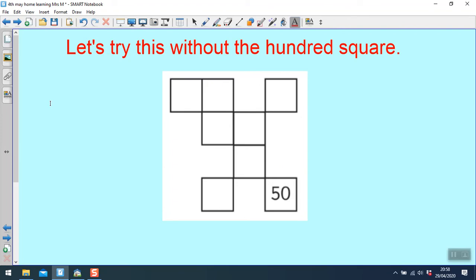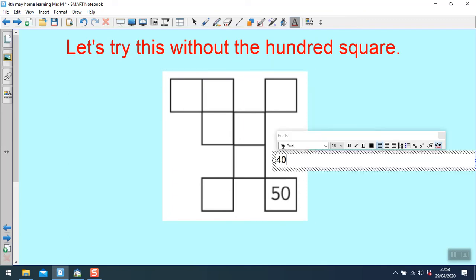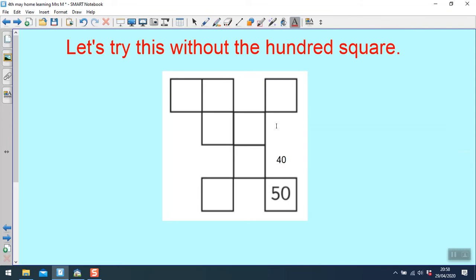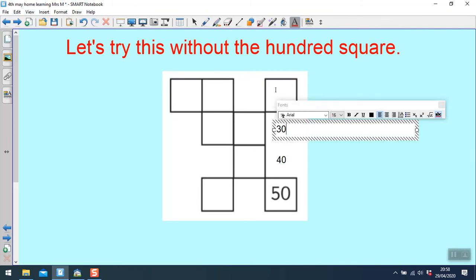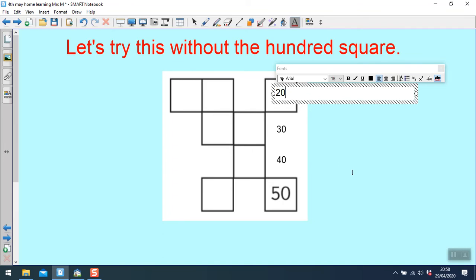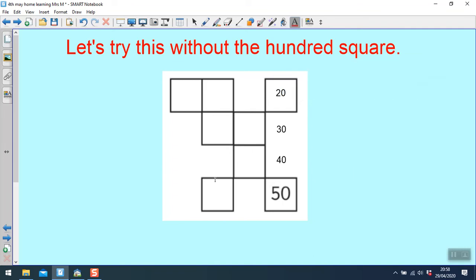Let's try this without the 100 square. And to help me I'm going to have to fill in some of the gaps to work out the missing numbers. So starting with 50, what I could do is think, what would that one be? What would that one be to help me with that one? So 50 take away 10 is 40, take away 10 is 30, take away 10 is 20. If that's 50, to get this one I could work out what this one would be.